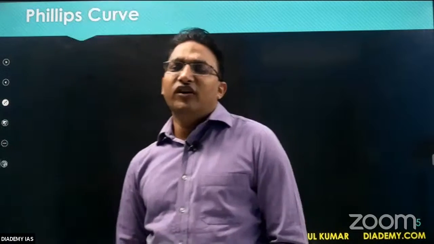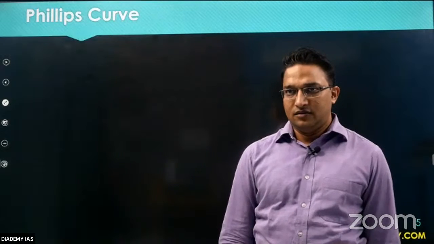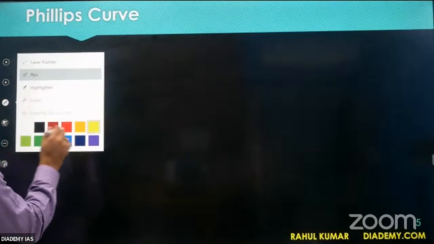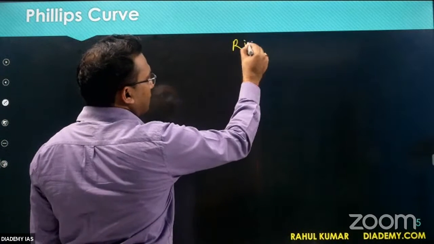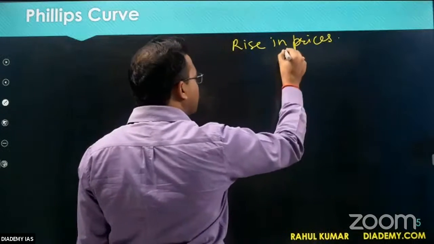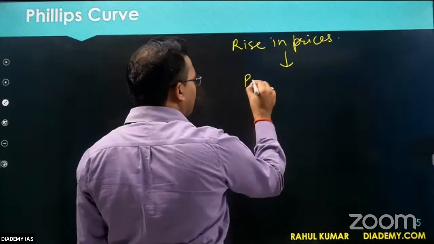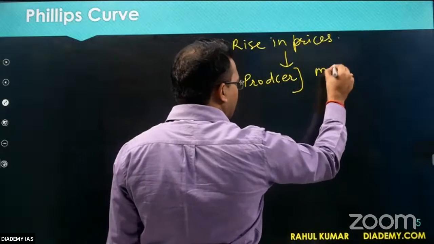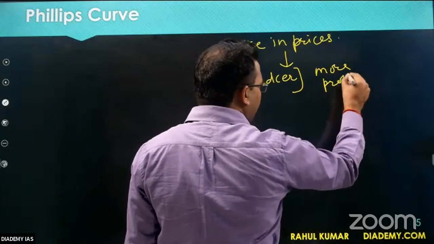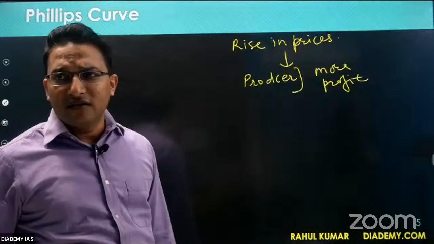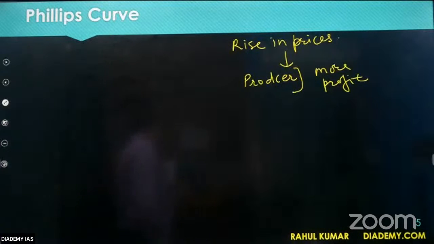So let me tell you, inflation, if it is up to a certain level, it helps. How does it help? What is the meaning of inflation? First of all, inflation means a rise in the price. When there will be a price rise, if we see from the perspective of the producer or the businessman, they will get more profits because their sale revenue will increase. If the price is higher, their profit will increase, right?